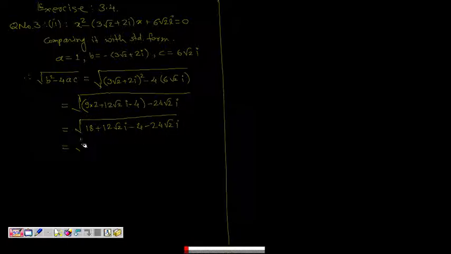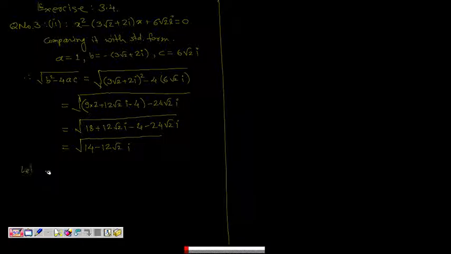Now we will add the real numbers and the imaginary numbers. So 18 minus 4 कितना हुआ 14. So this is 14. Now 12 root 2 और minus 24 root 2, तो ये कितना हो जाएगा minus 12. So this is minus 12 root 2 i. ठीक है. Now we will try to find out the root of this.